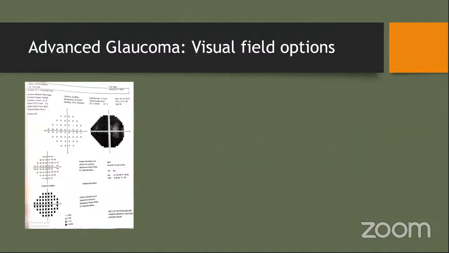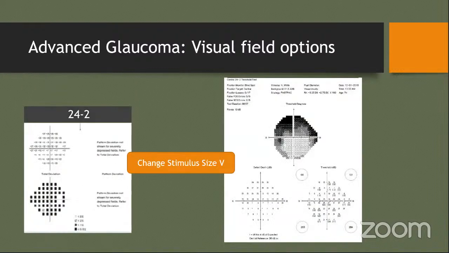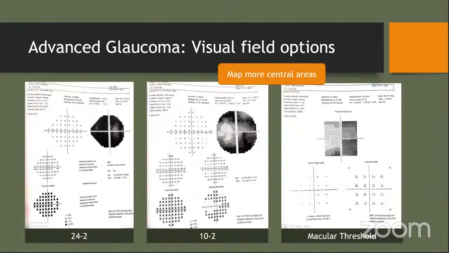In such situations, we have two options. Either we change the stimulus size to 5. The disadvantage is that when we change the stimulus size to 5, StatPac analysis would not be available for the statistical probability predictions, so we have to follow our baseline fields for any changes in such cases. The second option is that we map more central field, like 10-2, or macular threshold, depending upon the clinical scenario of the patient, that is, how much field is left over in such patients.